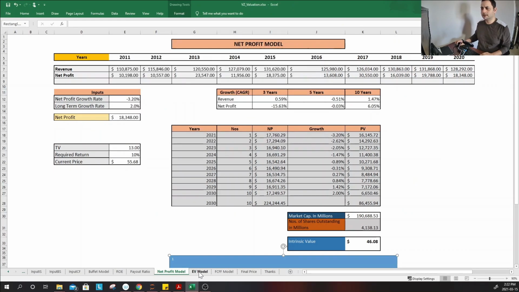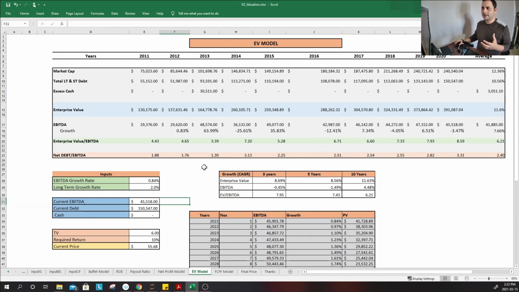So let's go a little bit deeper into this heavy data-driven enterprise value model. Here, as usual, I'm taking 10 years of data up to 2020, and here I'm showing the average. You can see very clearly the market cap increases from 75 billion to 240 billion dollars. What is market cap? It's simply the share price times the number of shares outstanding, which grows at 12.36 percent. So it's only 12.36 percent annual growth in the market cap.